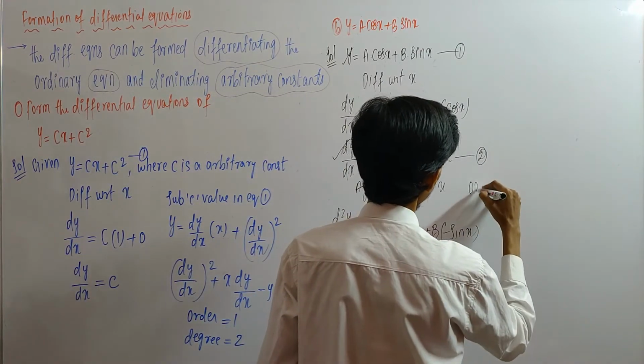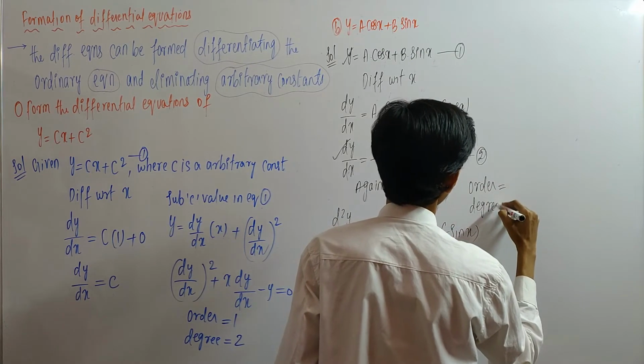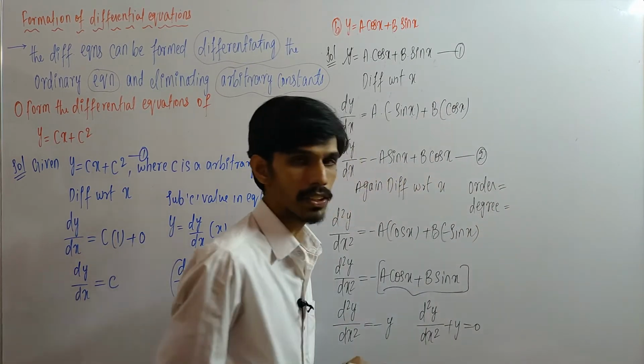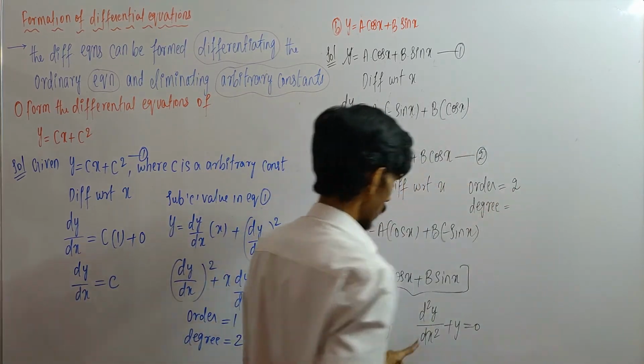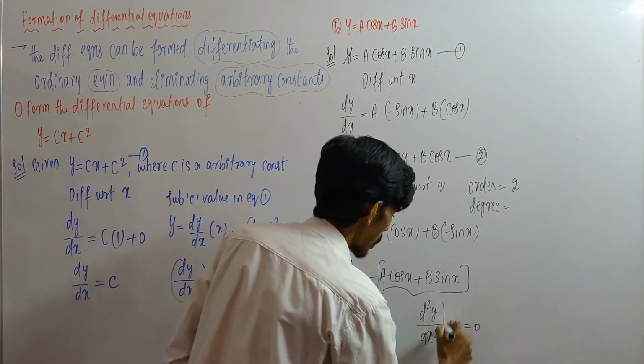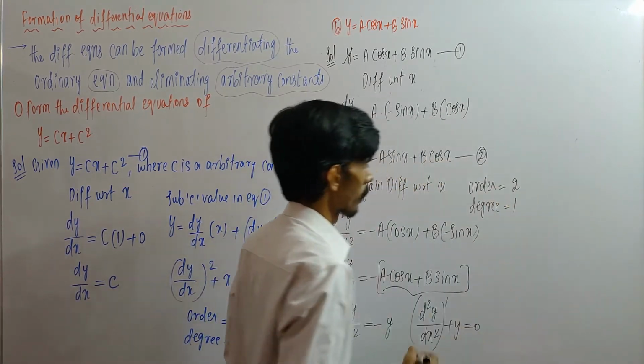Let me write down the order and degree. We have differentiated two times, so the order will be 2. Here we can see that now the power of this is 1, so the degree is 1.